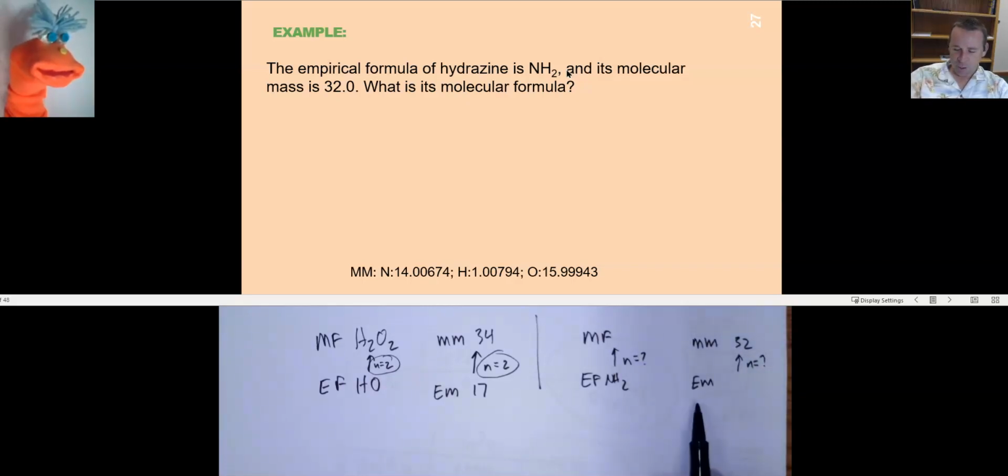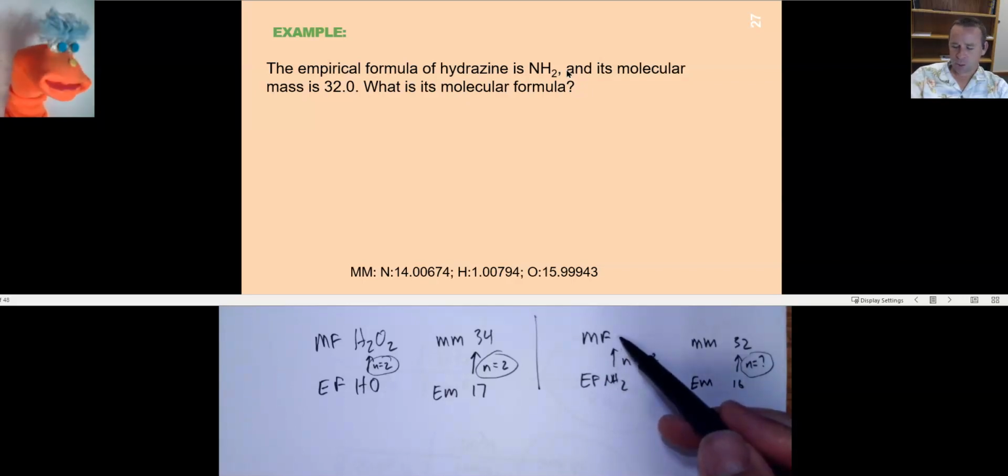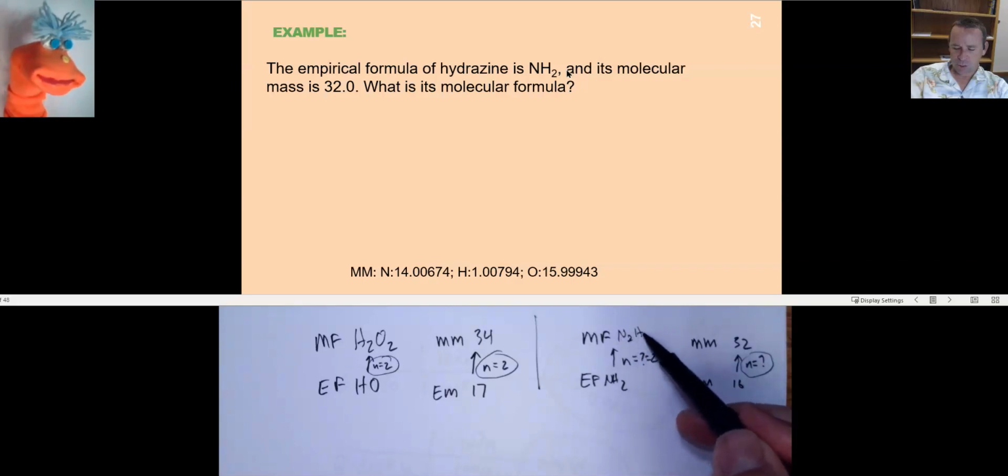All right. And the empirical mass here can be identified how? Oh, by taking the mass of the empirical formula. That's right. So 14 plus 2, that's 16 there. And now I can see that the n must be what? 2. Right, because 32 divided by 16 is 2. So this must be 2 also, right? And so then the molecular formula must be what? That thing times 2. Which is? N2H4. Very good, N2H4. So the empirical formula, sorry, times the multiplier gives us our molecular formula. Okay?